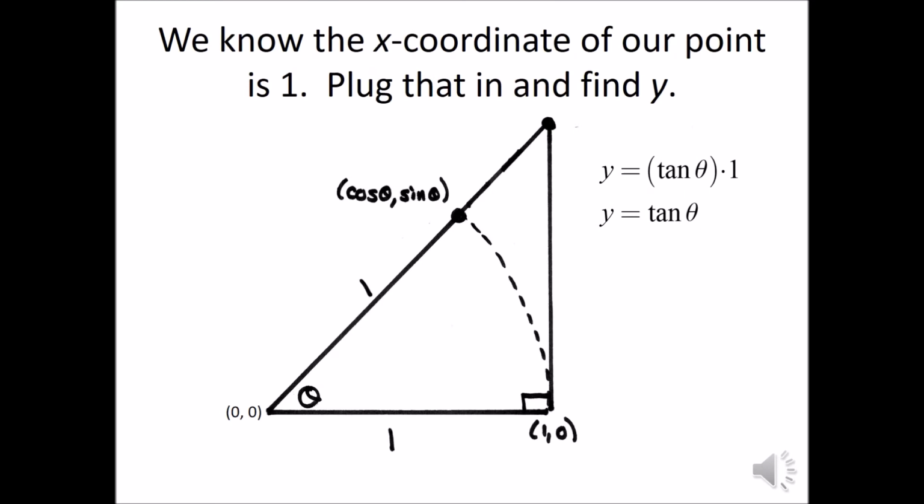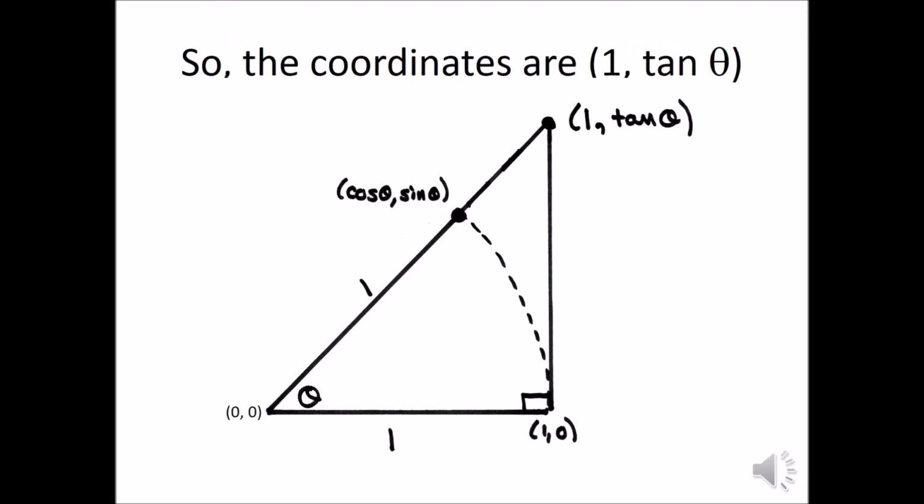What I want to figure out is the y coordinate over here. Again, if my x coordinate is 1, I'm going to plug a 1 into that equation. y equals the tangent of theta times 1, tangent of theta. I realize there's a lot of thetas in here, but stick with me on this. The coordinates of that point are (1, tangent of theta).